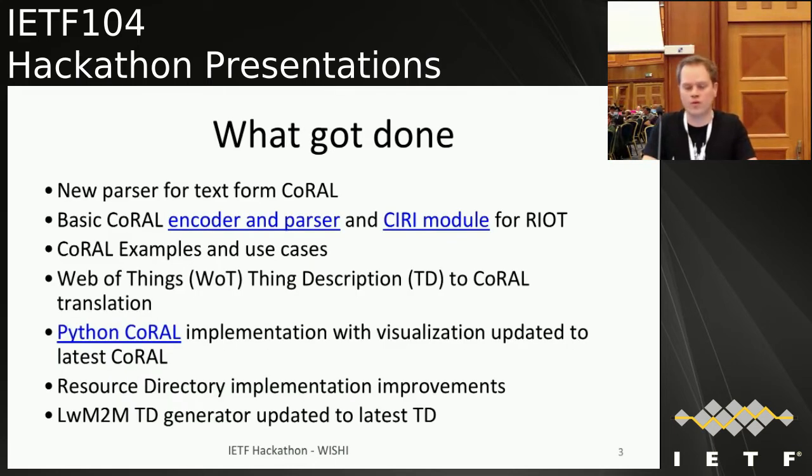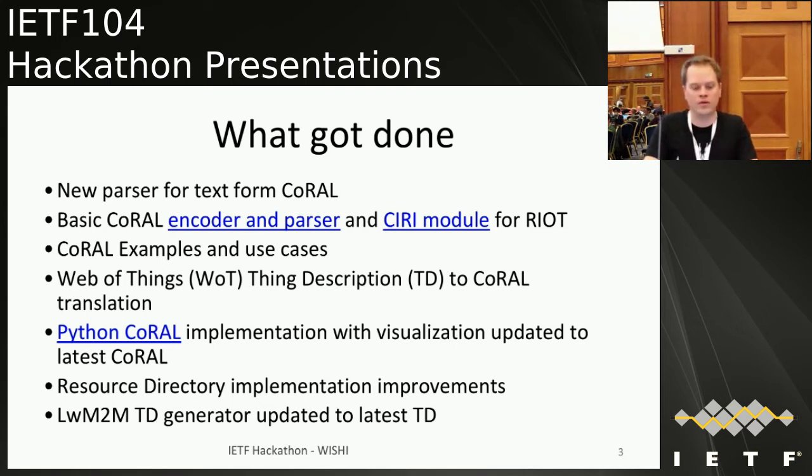Some of our achievements from the weekend: there is now new open source parser from text form of Coral. Still not published, but it's going to be out there soon. Also for the Riot OS, there is a basic Coral encoder and parser, and also a module for the constrained IRIs available and open source. Because everybody likes use case and examples, there's a set of those described in our Etherpad. You can find more information there. And also we're working on this translation from Web of Things thing descriptions to Coral, because those two technologies are highly related but slightly different use cases. We wanted to see how can you go from one to another.